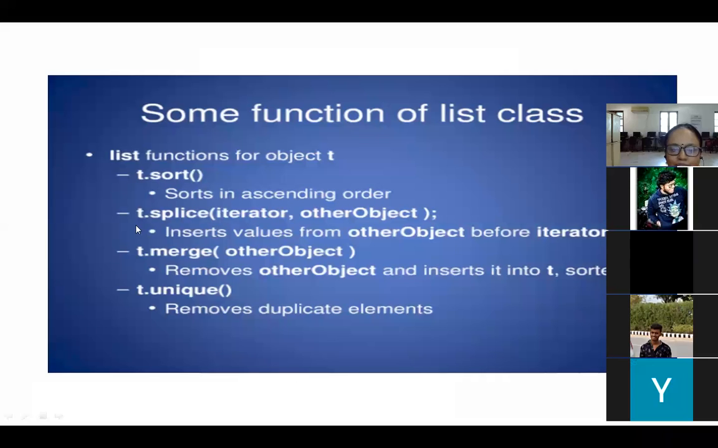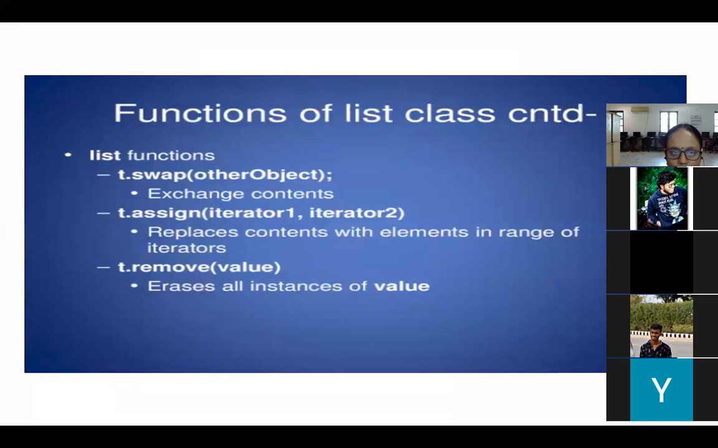Then the next one is splice. It inserts the value from another object before the iterator, because the iterator will access the element. The data held will always be available in the container. Merge, I can merge the objects. I can remove the duplicate elements. Everything is possible in the list functions. Is that clear? So list functions will do all these kinds of operations.